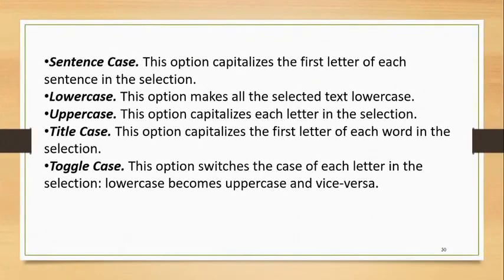And therefore, sentence case, this option capitalizes the first letter of each sentence in the selection, or it is normally a normal sentence. Lowercase, this option makes all the selected text lowercase or small letters. Uppercase, this option capitalizes each letter in the selection. That is, it converts everything to capital letters. Then you have title case. This option capitalizes the first letter of each word in the selection. You also have the toggle case. This option switches the case of each letter in the selection. Lowercase becomes upper and vice versa.